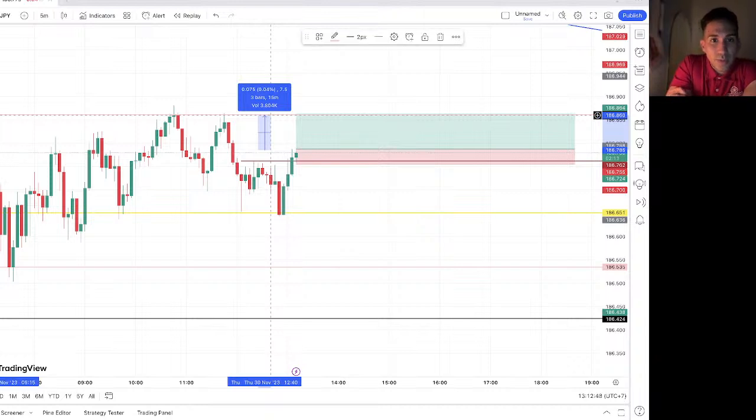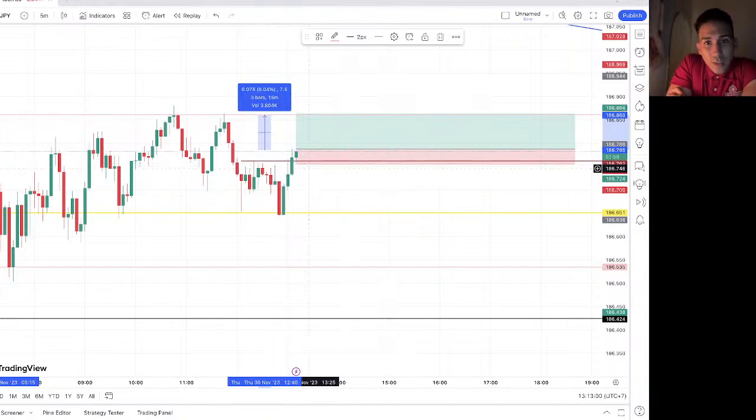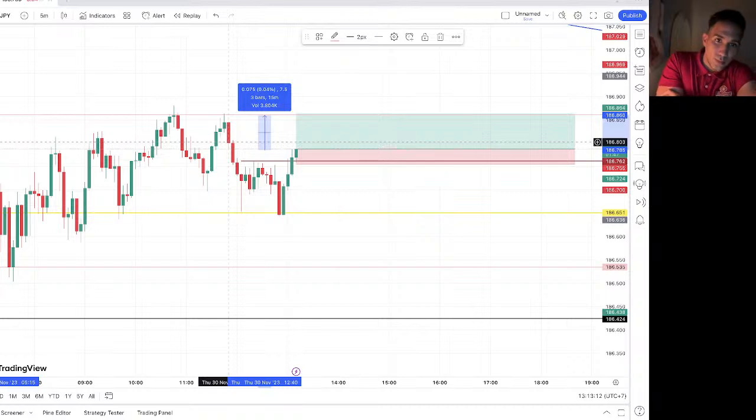Okay, 7 pips. Okay. Like I told you, it's a small range, but this is a risky trade. We're taking little to no stop loss because we only have this range to trade. Let's see if the push can help us.